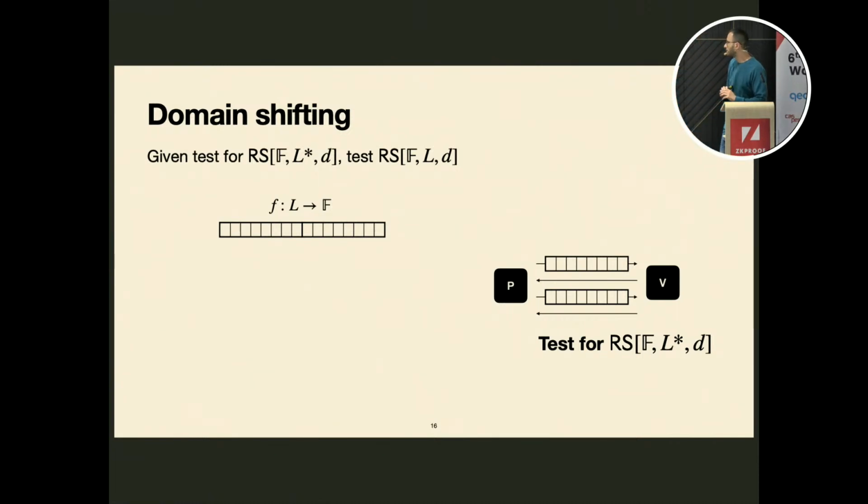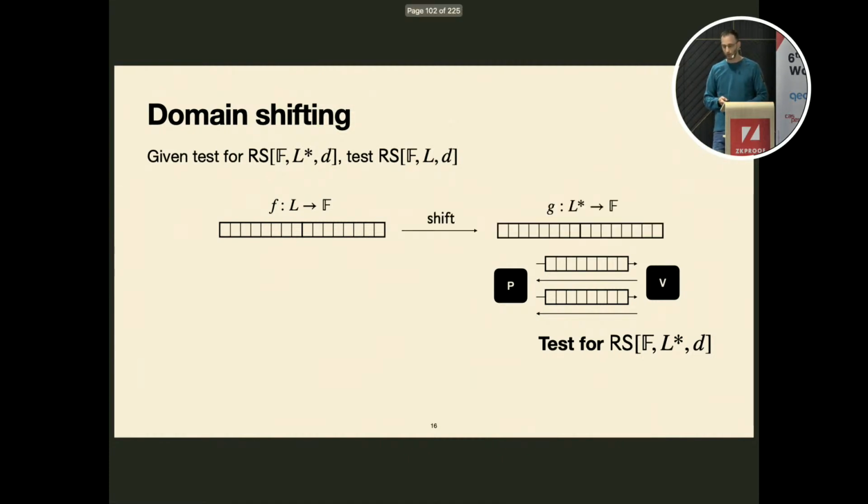You have a proximity test for some domain L star, which is bigger than L, and I want to do a proximity test for f over L. How can I move my problem from L, which is very small, to this L star, which is much bigger? This is the main technique that we use, which we call a domain shift. We're going to shift the problem to a bigger domain.